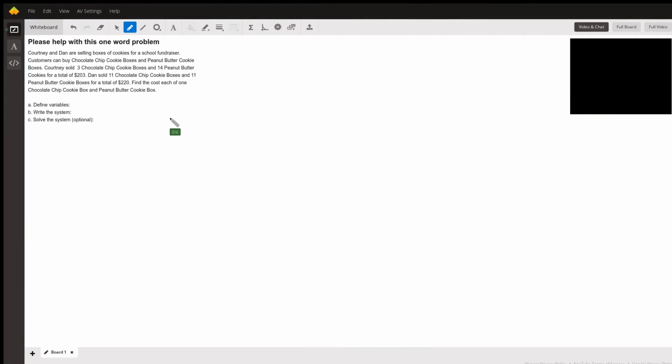Boxes of cookies for a school fundraiser. Customers can buy chocolate chip cookie boxes and peanut butter cookie boxes. Courtney sold 3 chocolate chip cookie boxes and 14 peanut butter cookies for a total of $203. Dan sold 11 chocolate chip cookie boxes and 11 peanut butter cookie boxes for a total of $220. Find the cost of a chocolate chip cookie box and a peanut butter cookie box.